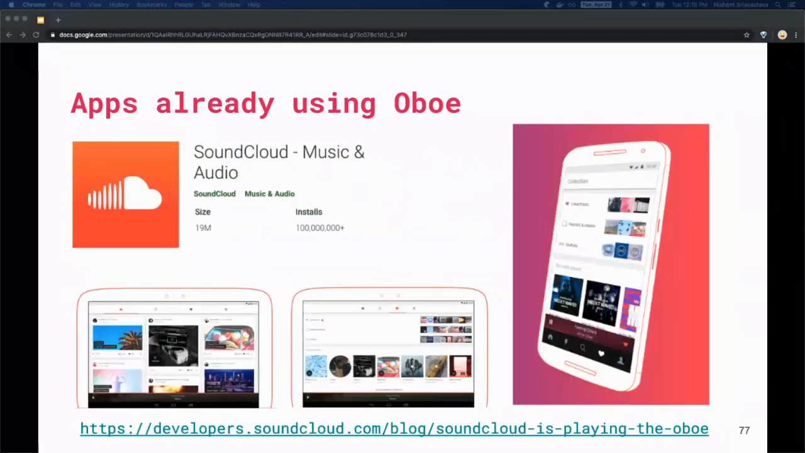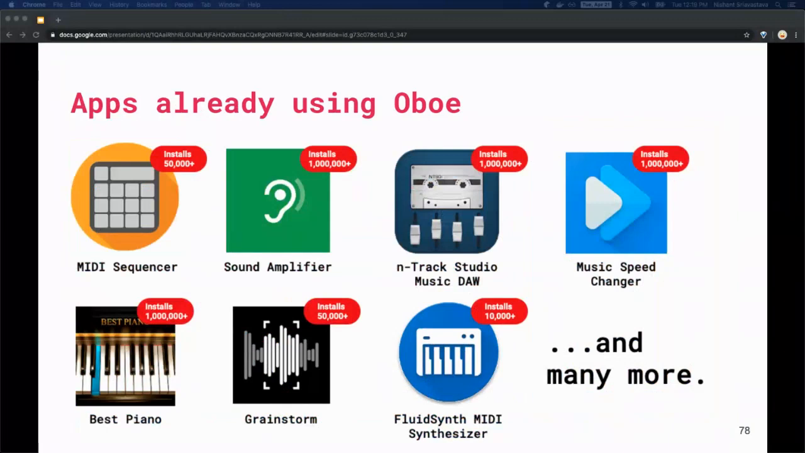And our very own Berlin-based company, SoundCloud, also uses Oboe. There's a link at the bottom of this slide where they talk about how they implemented Oboe and started using it in their application. And then there are a bunch of other applications with pretty good numbers, more than 1 million downloads. You have Music Speed Changer, n-Track Studio, and a bunch of others that allow you to do that.